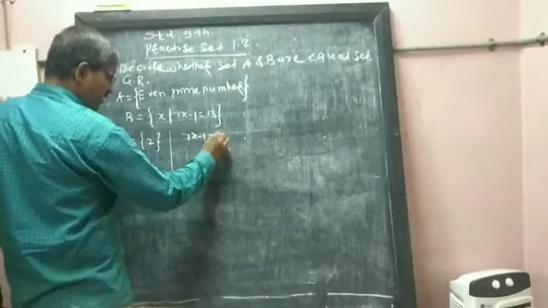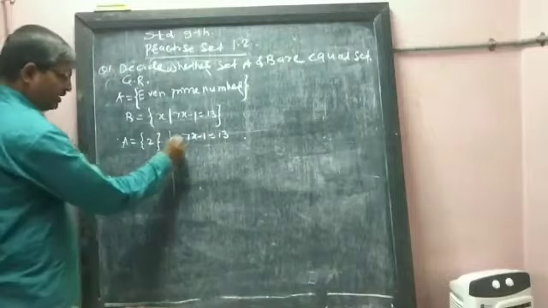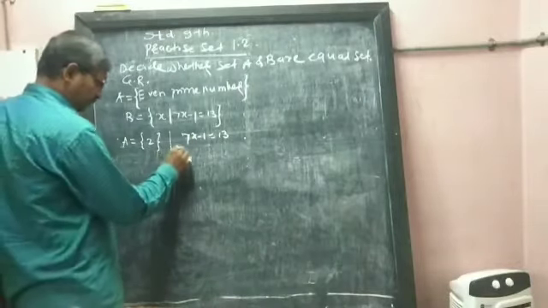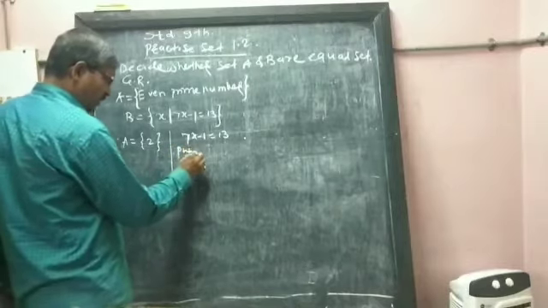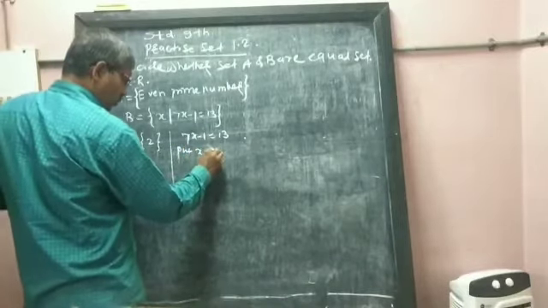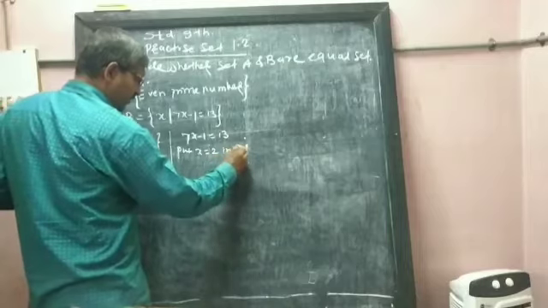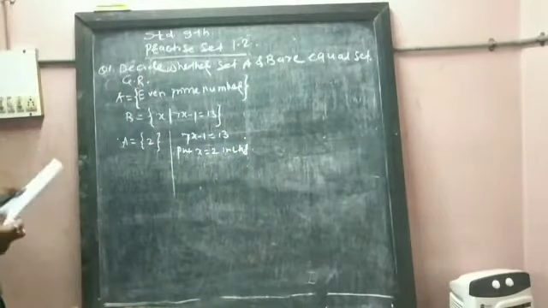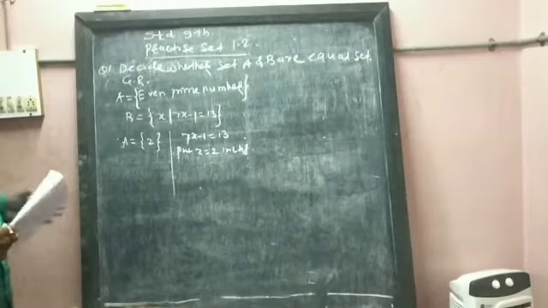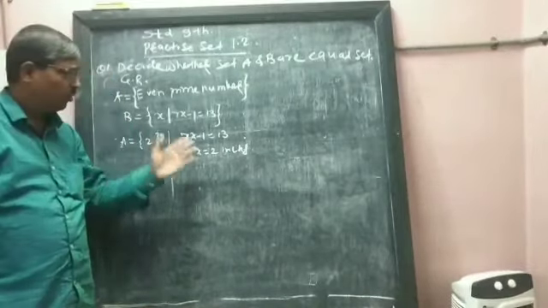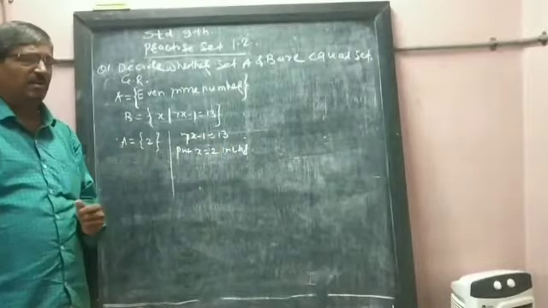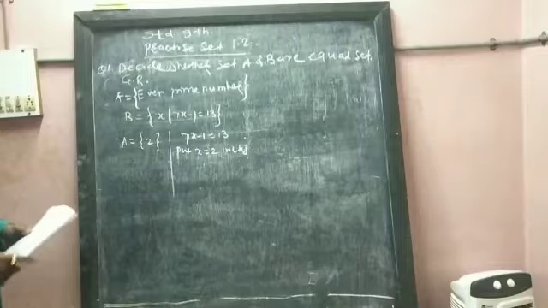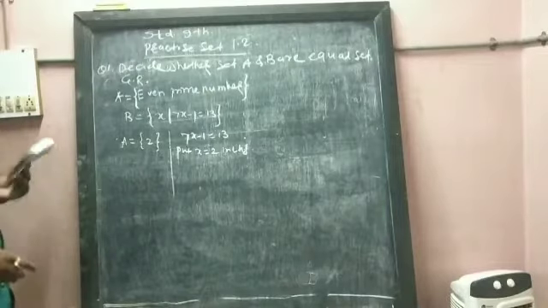7x minus 1 is equal to 13. Then put x is equal to 2 in the LHS. You have to take different numbers, and for which value both LHS and RHS are becoming equal, check it. That will be the member of that element.